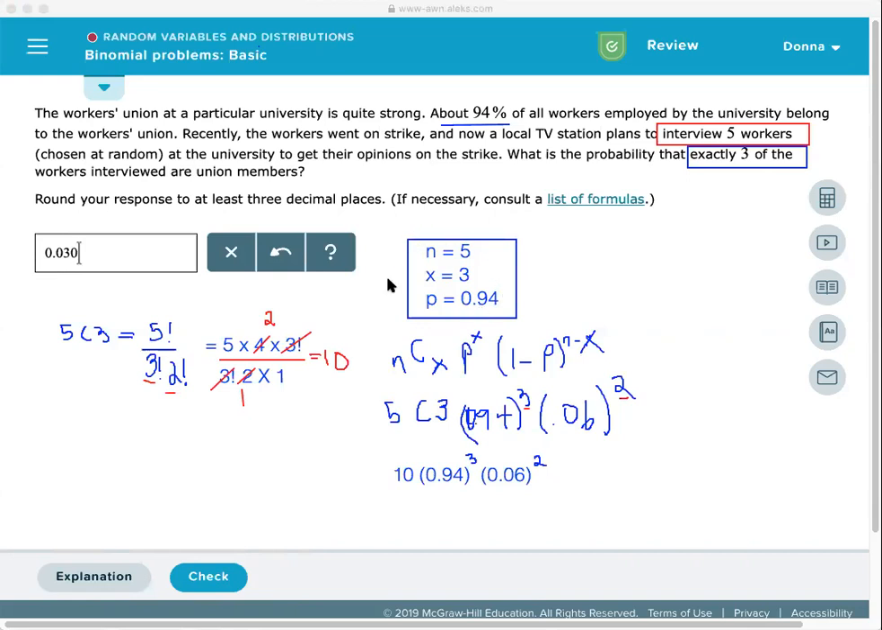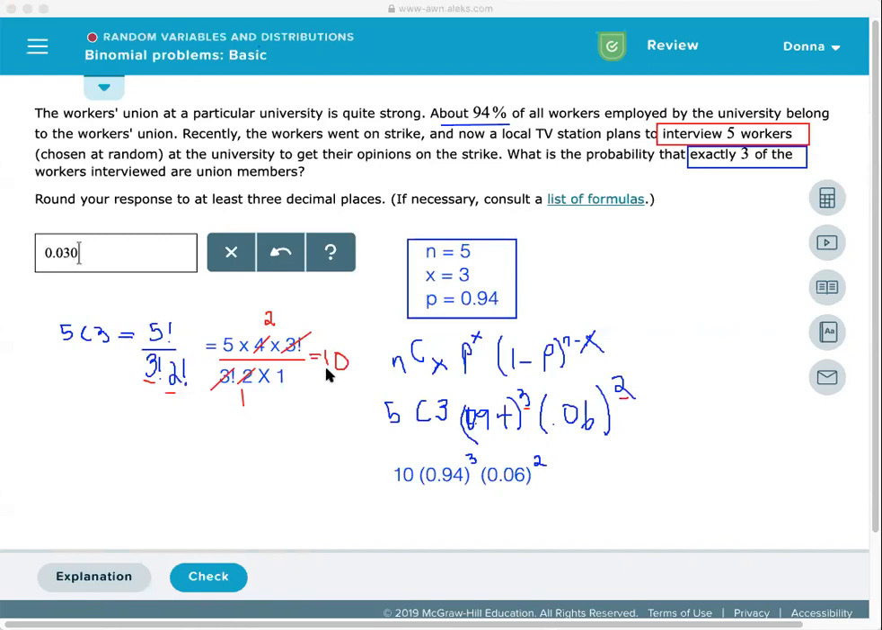And then once we have those values, we can substitute into our formula. So it's always going to be NPX, or in this case 5, choose 3, 0.94 to the power of success, and in this case 3, 0.06, which is 1 minus p, to the power of failure. And these two exponents will always add up to n. And then we just do the computation. And in order to compute the 5, choose 3, we can use the formula that it's equal to the first number, 5 factorial, over 3 factorial. And then to get the second number, 2, we just subtract. 5 minus 3 gives us the 2.